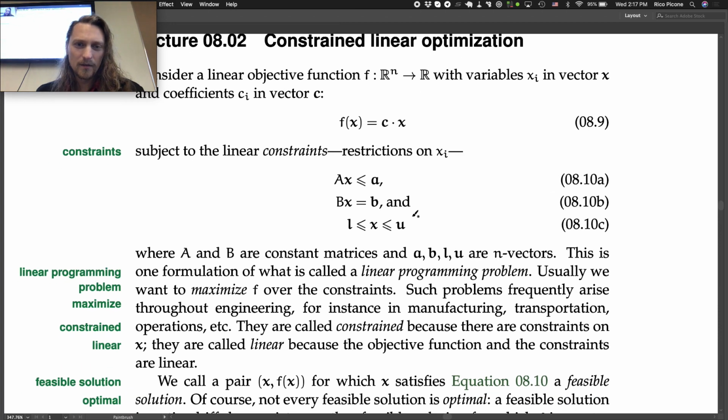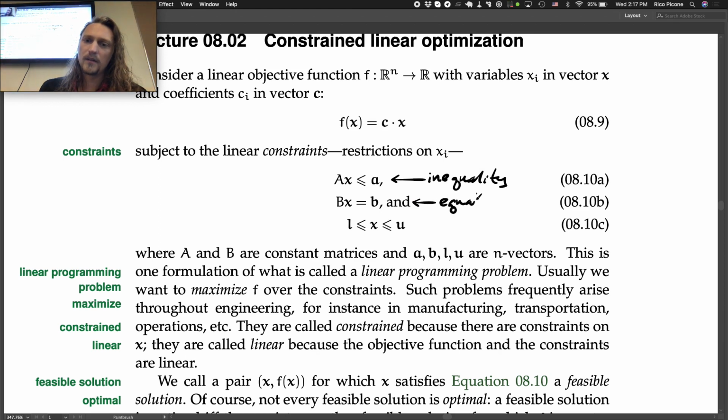Okay, so these are inequality constraints, and these are the equality constraints. So you can say, okay, this expression in x has to equal exactly this, whereas here these are constraints that are inequalities, saying that this expression has to be less than or equal to this other expression.